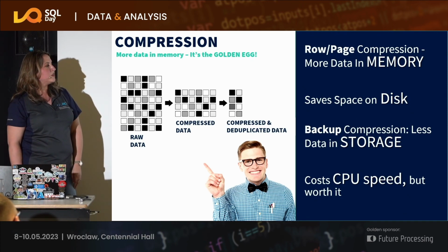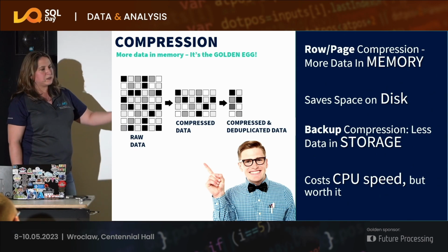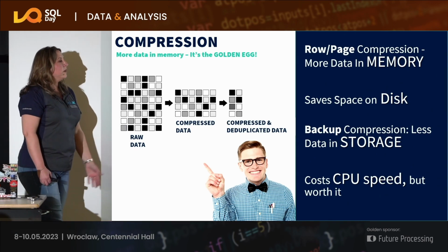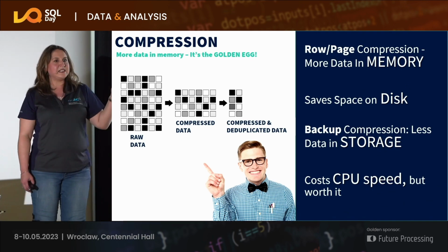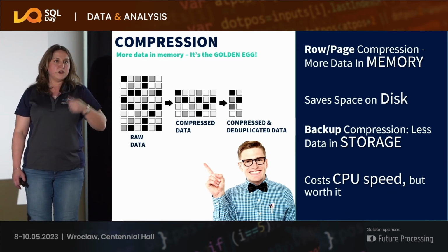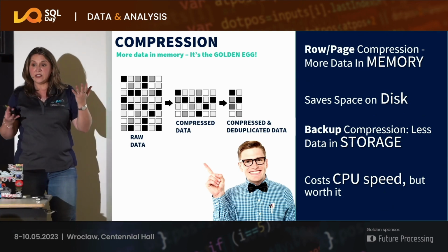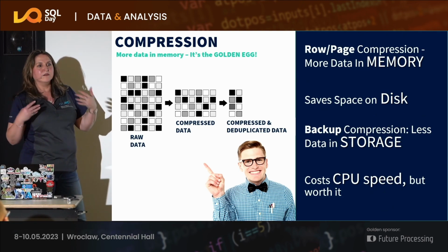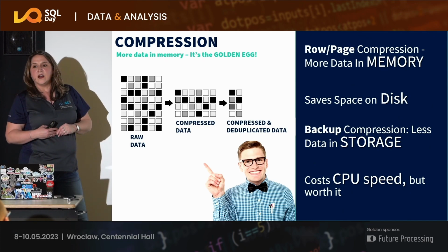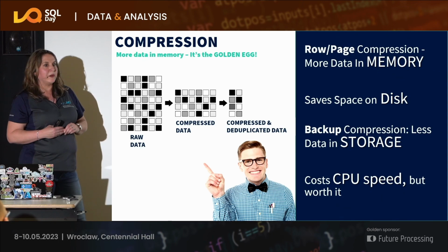Backup compression, of course, means you use less space on the disk. But anytime you have compression, it takes up some CPU to get the data uncompressed for you to be able to read it, etc. So there's a cost benefit, but I like to have more data in memory so I can use that data quicker and get my results back faster. So the CPU cost doesn't mean anything to me.